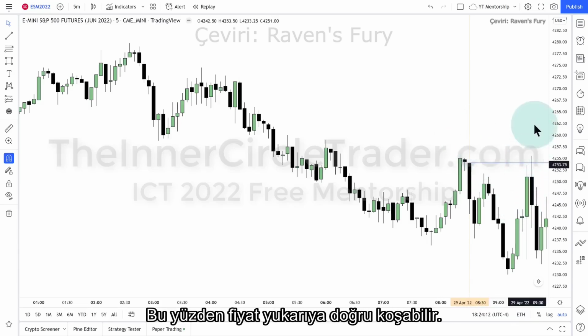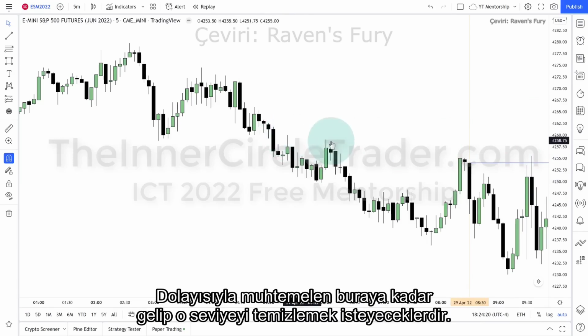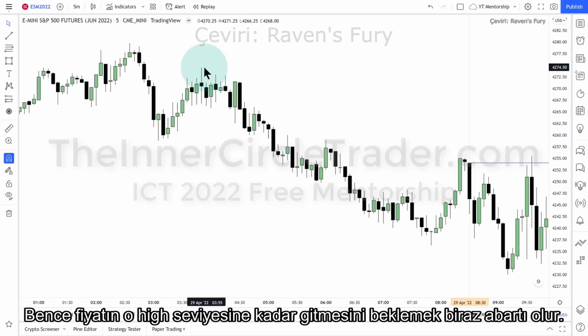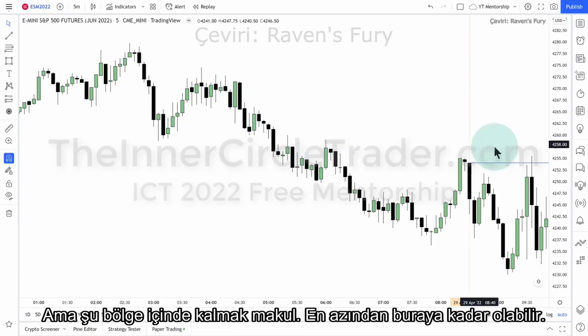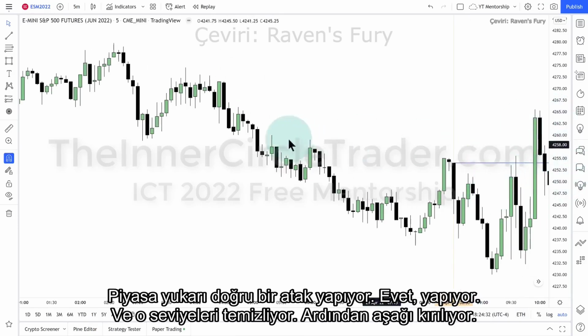So it can run up, and just to the left of that also, you see these highs here? They're real close to one another too. So for good measure, they might want to come up here and clean that out. This is a little too much. I think it's too rich for the expectation to get to that high. But in here is reasonable, but here at least, okay? Market punches up through. Yes, it does take those out.